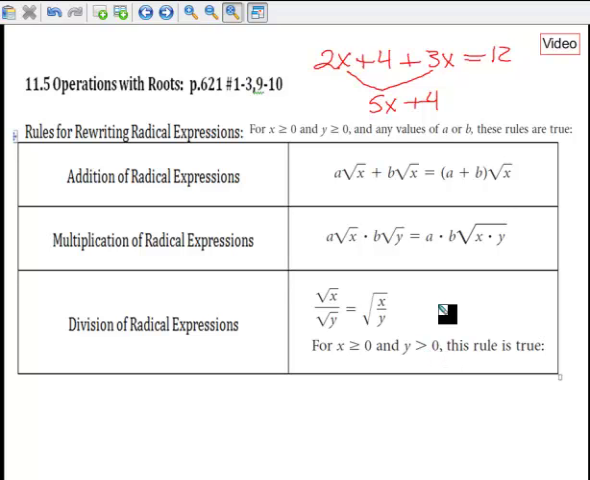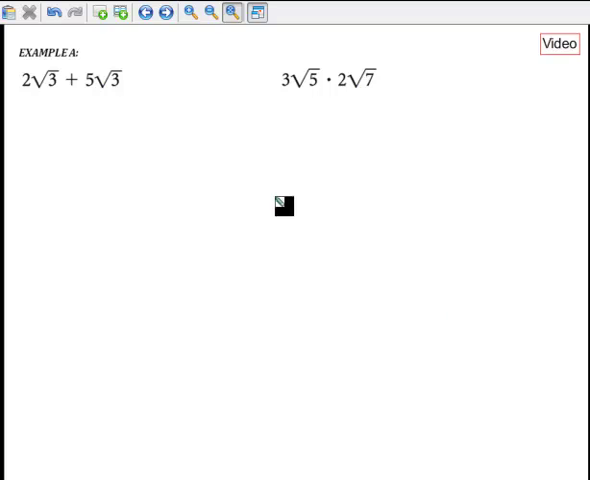All right, so let's see this in some examples. Example A, we have 2 square roots of 3 plus 5 square roots of 3. So I have 2 of this thing and 5 of this thing. Together I have 7 square roots of 3.